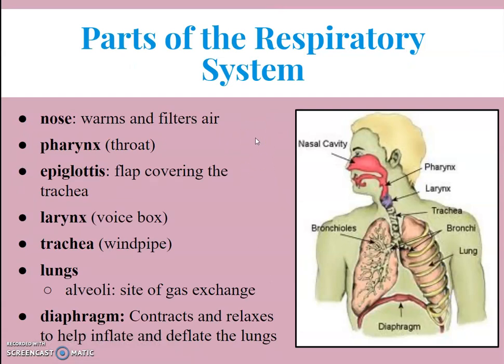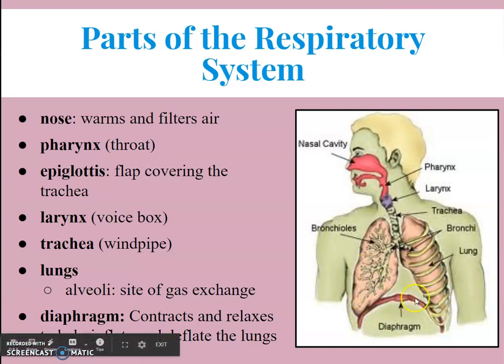Here are the different parts of the respiratory system. You first have your nose, which warms and filters the air. Then it goes down the pharynx or the throat. It's going to go past the epiglottis, which is a flap that covers our trachea to make sure that we don't end up having food going down our trachea when we swallow. It's going to go through the larynx, which is where our voice box is, through the trachea, all the way down to the lungs. Then in the lungs, there are alveoli in here. That is where the gas exchange actually occurs. They look like little balloons.